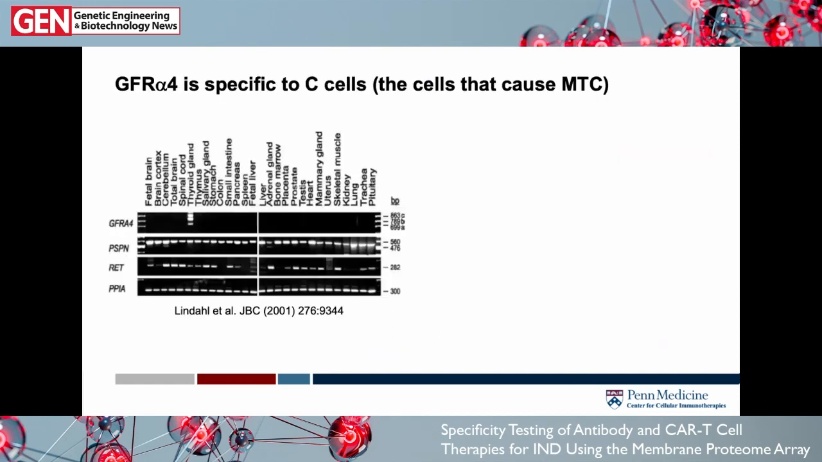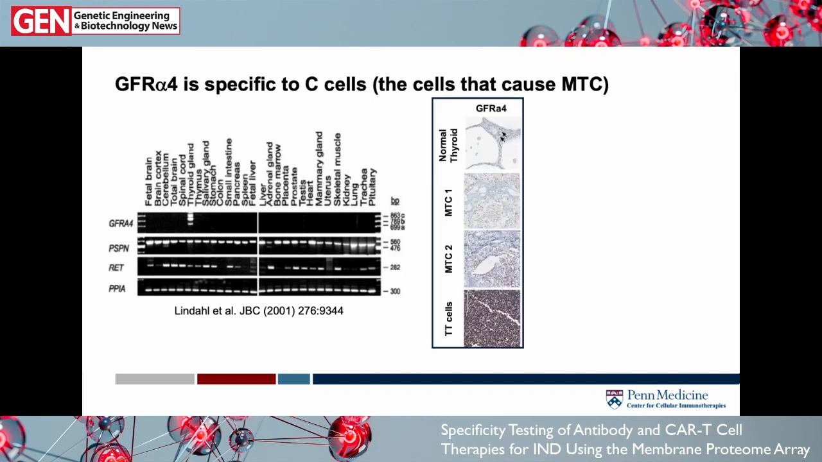From previously published studies conducted a decade earlier, endpoint PCR had demonstrated that GFR alpha 4 appeared to only be present in the human thyroid gland and in none of the other tissues shown here, including those of other endocrine organs, the central nervous system, gastrointestinal tissues, and others.